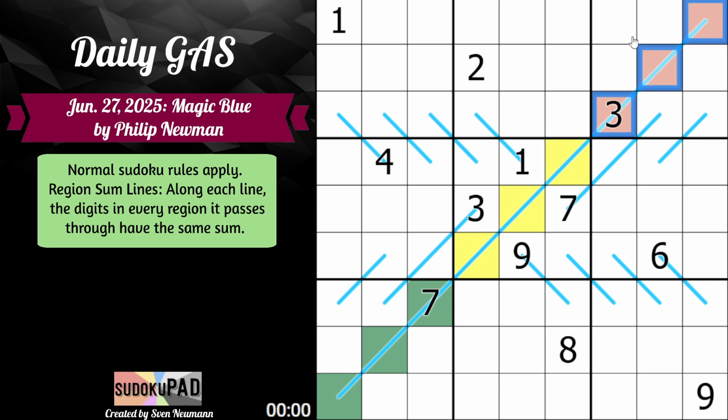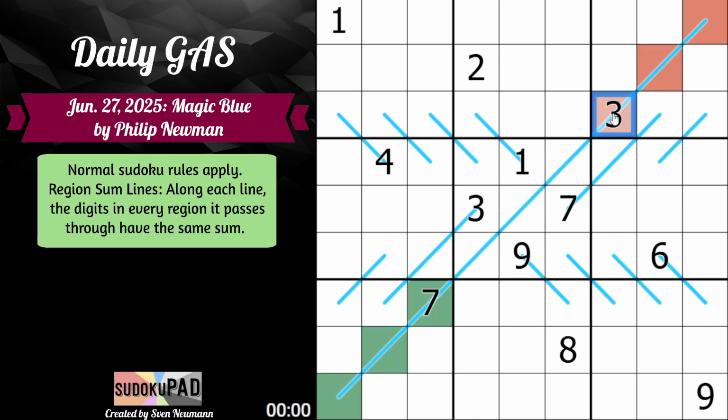This is the part of the line that passes through this region. Region just means box in this case. So here, these three cells will sum to some value. Let's just say it sums to 7 for the purposes of this. Then that means that these three yellow cells will also sum to 7, and that these three green cells will also sum to 7.